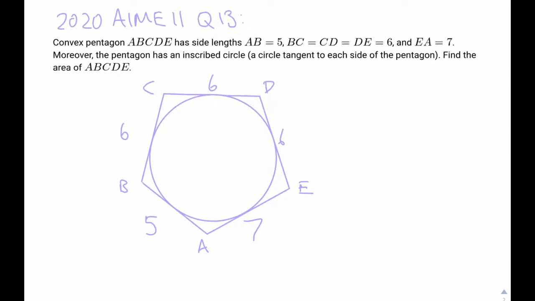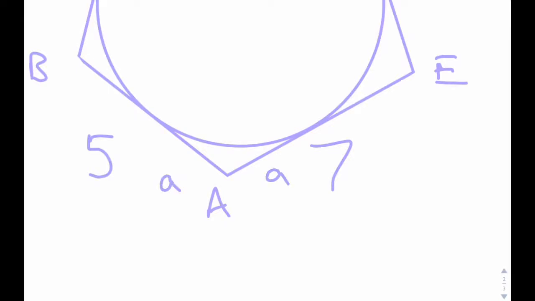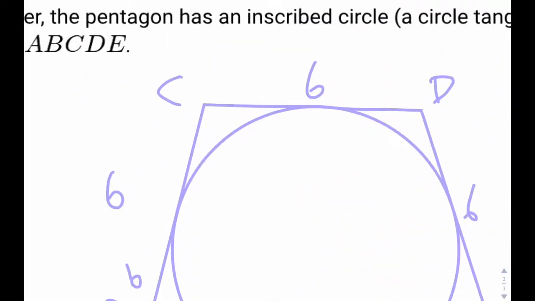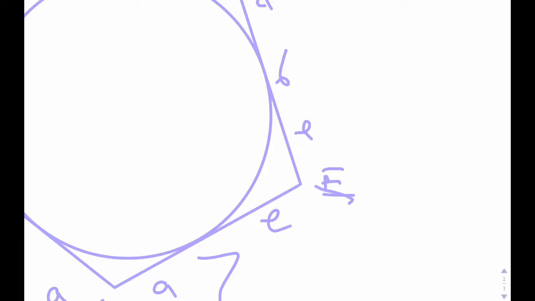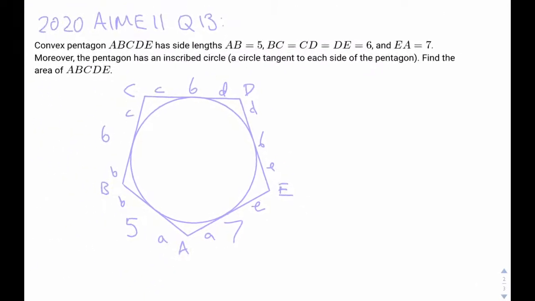And so the question asks us that if this pentagon has an inscribed circle, then we're asked to find the area of ABCDE. So the first thing we can do, which might come naturally to us, is to label each of the tangents to our incircle, and try to find the length of each of these, because we're not really given much about our pentagon besides the fact that it has an inscribed circle.